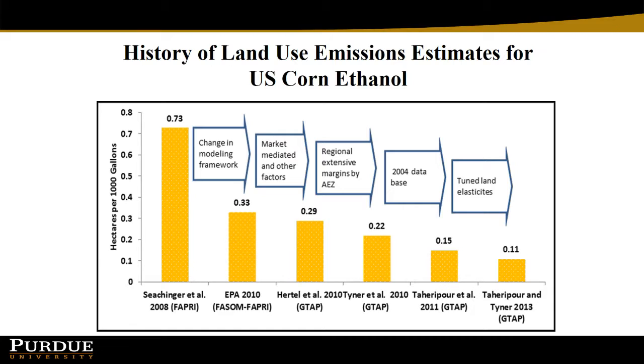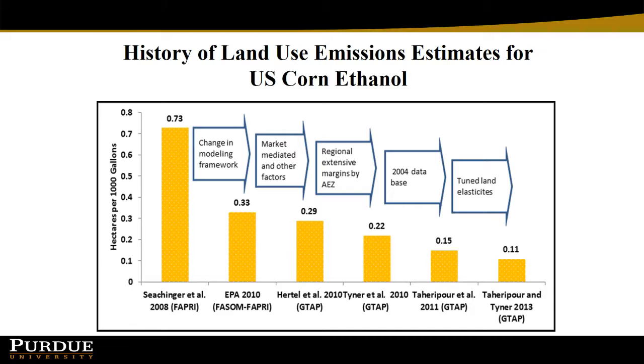So as you can see here, when we look at the first work done by Searchinger, we see that they estimated a large land use implication. Why did that happen? And then when you look at the other side, you see a smaller number. It's good to know what the differences are between these models that generate these kinds of results.